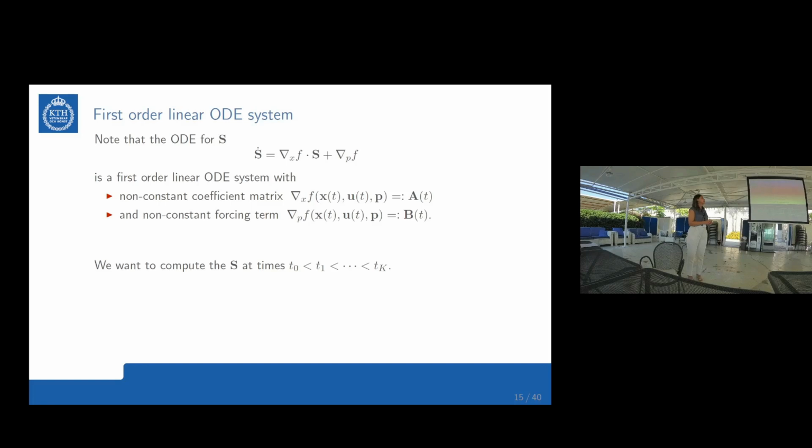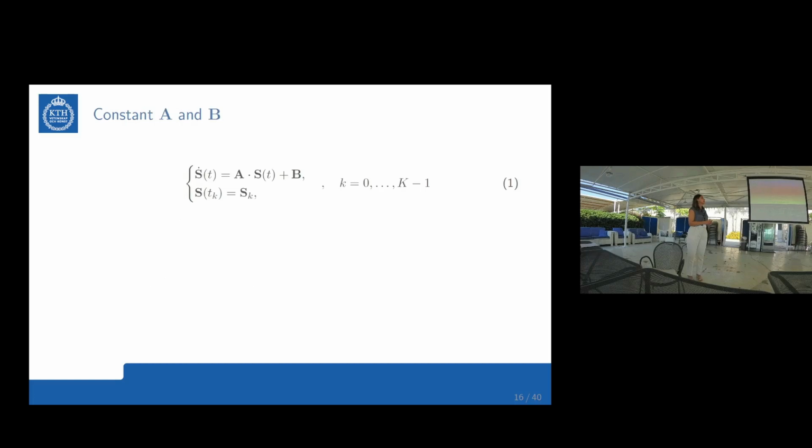Then we realize that we want to compute the sensitivity on a sequence of time steps, t0 to tk. So the idea is to define k ODE problems in an iterative fashion. So we use always the same ODE, and then we change the initial conditions. So we start with initial conditions at time t0. We use this ODE to compute the solution at time t1, and then we plug this solution in as initial condition. But first, let's consider the easier case, where we have constant matrices A and B.